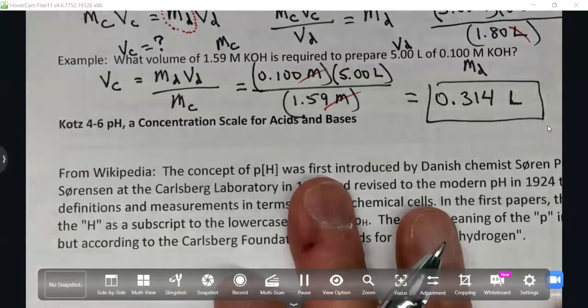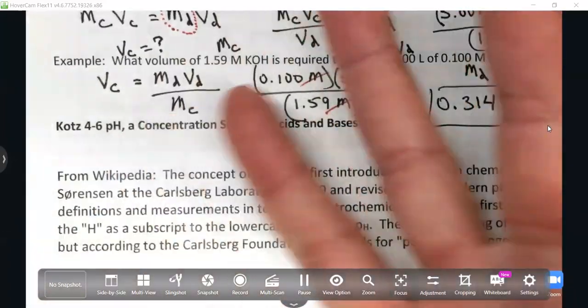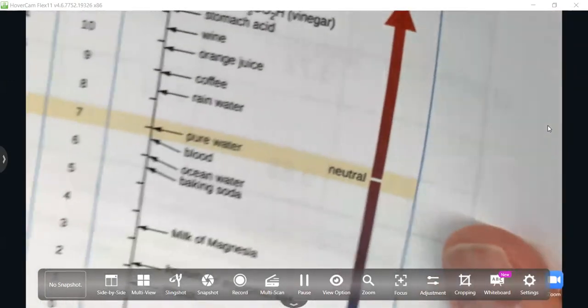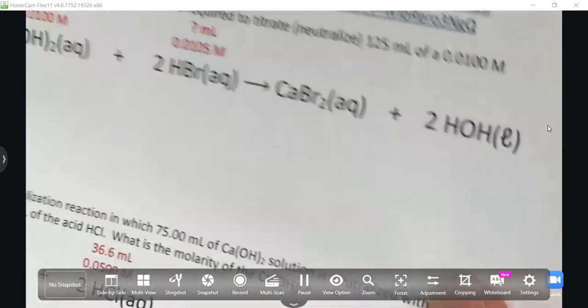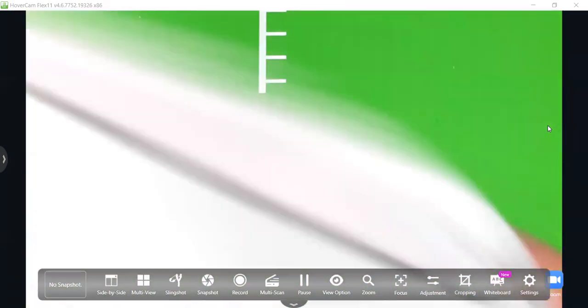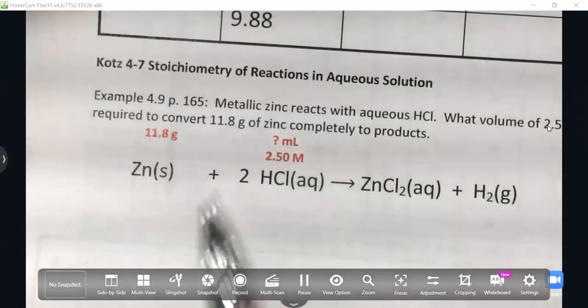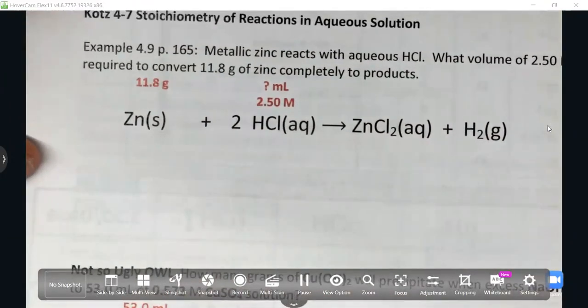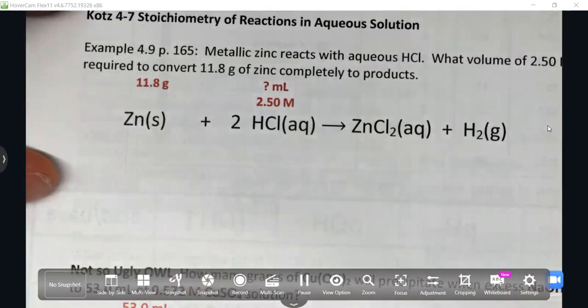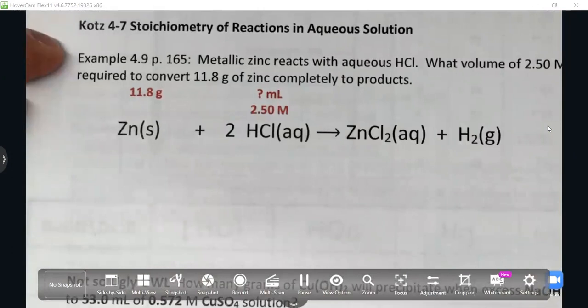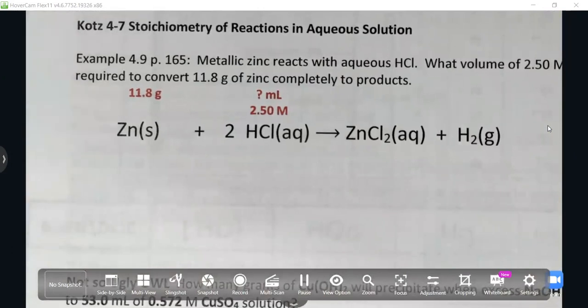Okay, I'm going to skip the pH because we're talking about molarity and stuff in your book. I don't know why they throw pH in the middle of this. I just don't get it. So we are going to go to where they actually do the next section, 4.7. So 4.7 stoichiometry of reactions in aqueous solutions.